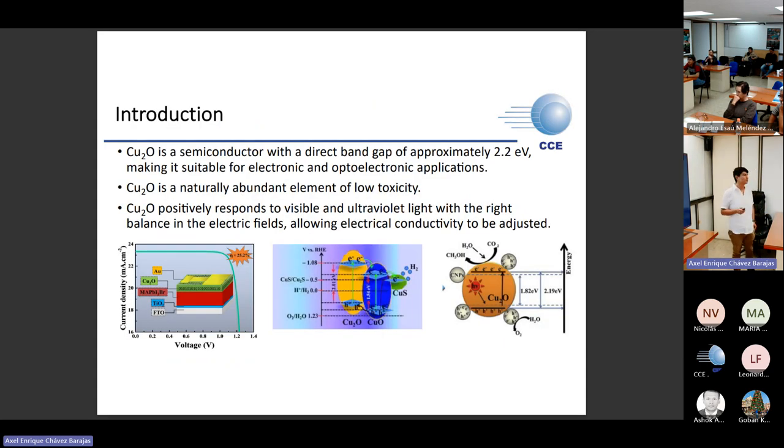Well, I was interested in this material at that time because cupric oxide is a material with excellent optoelectronic properties. We can tune the band gap between 1.8 and 2.9 electron volts. Also, the conductivity can be tuned across around 14 orders of magnitude. So this makes this material very interesting for very different kinds of applications.